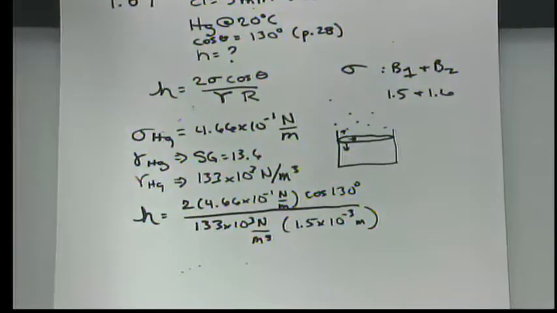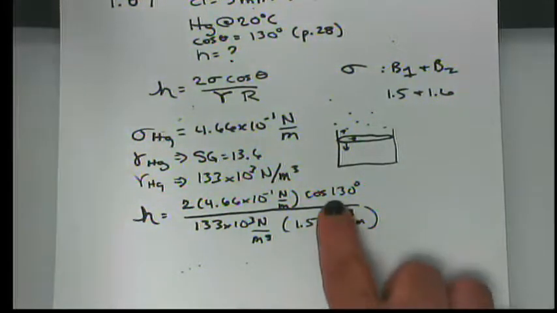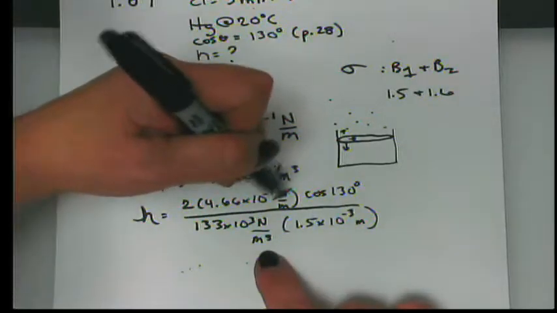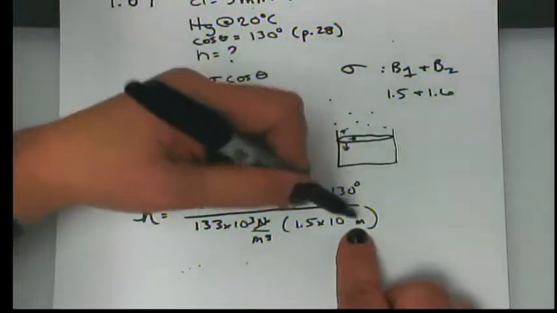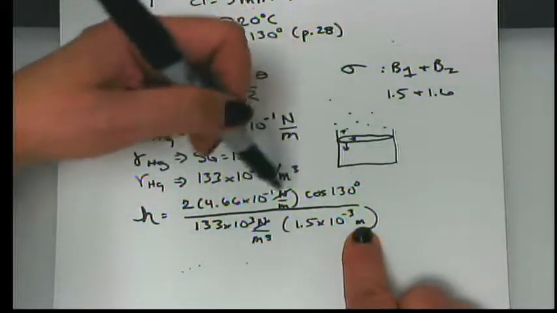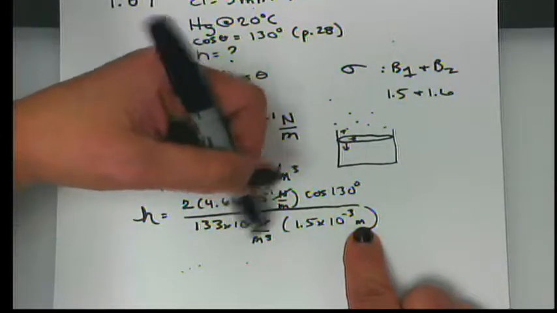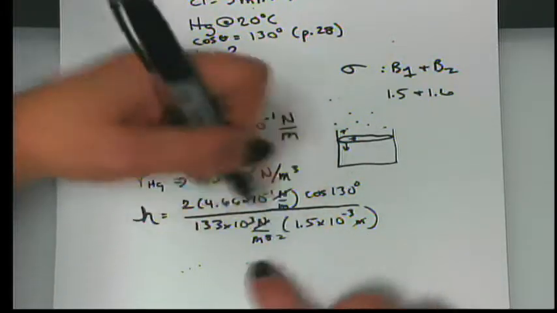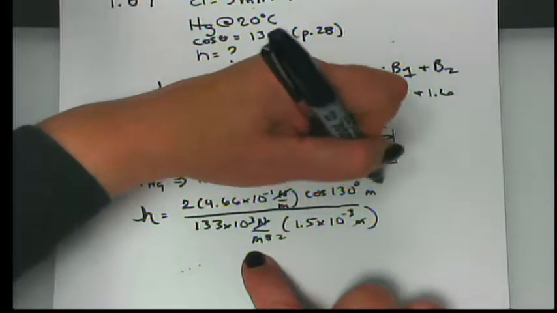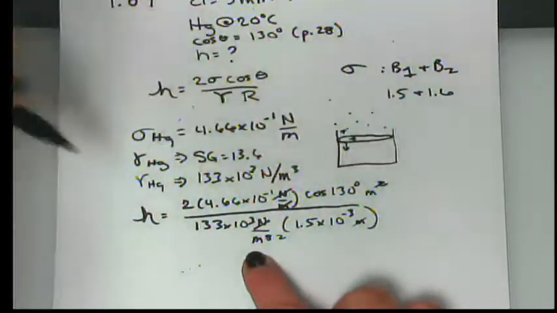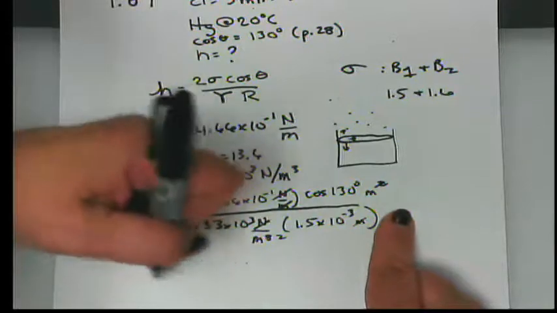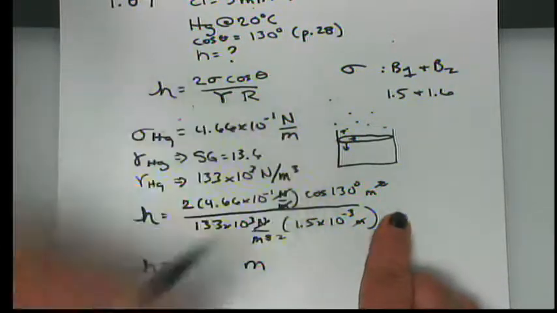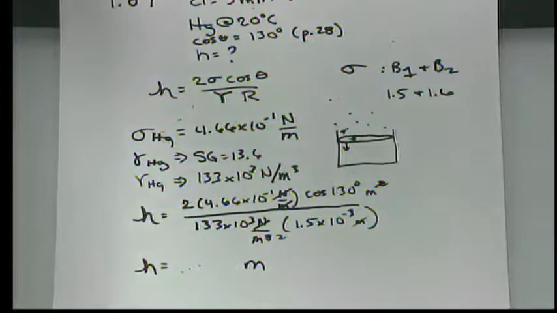All right, so now before we get our number, let's work with this. Cosine is dimensionless, of course. Newton cancels Newton. Here we have a meter. Well, if you think about it, this cancels this to meter squared on the bottom. So meter squared flips up here, and that cancels against this. So overall, the unit of H is going to be in meters. Okay? And is that a good unit for height? Absolutely.